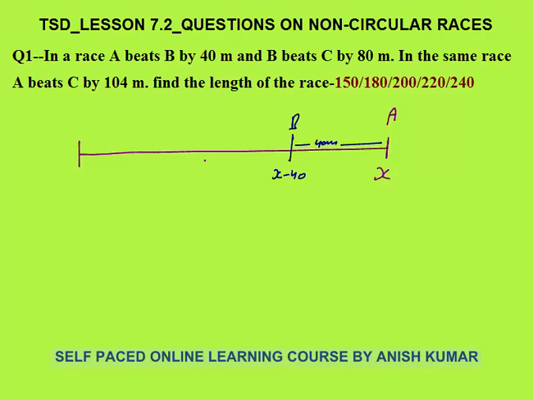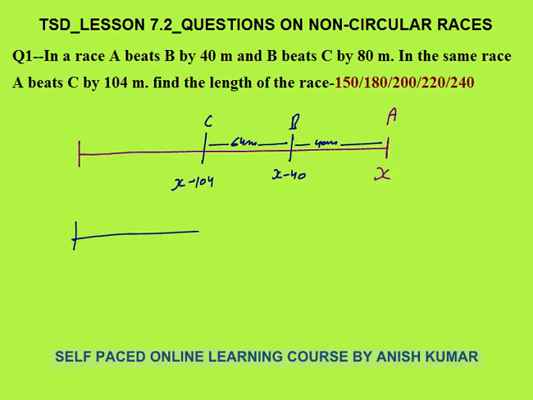Question again says that in the same race A beats C by 104. So C will be a bit behind. Total, A minus C is 104, so this must be 64 meter. Total C is 104 meter behind A. This is given to you. This is the first situation.